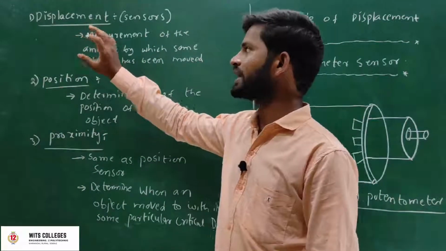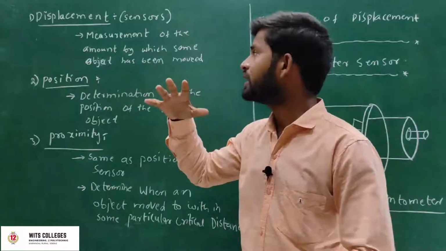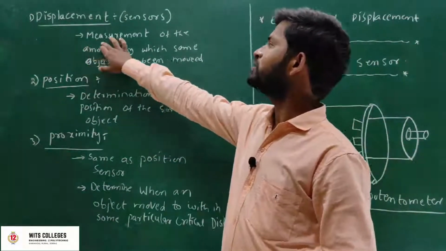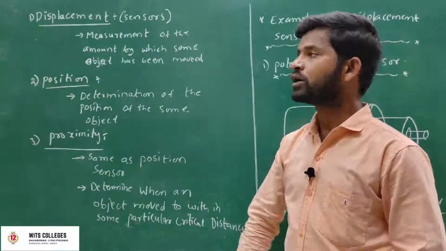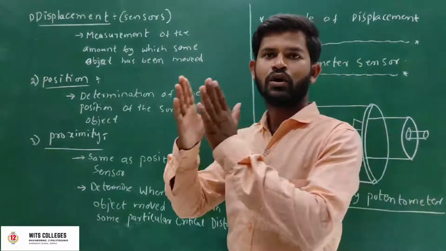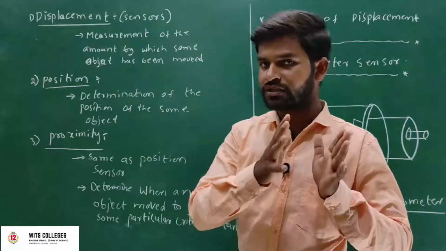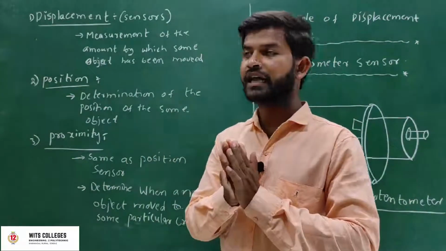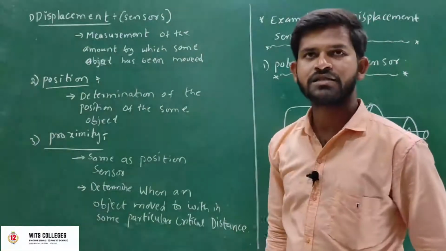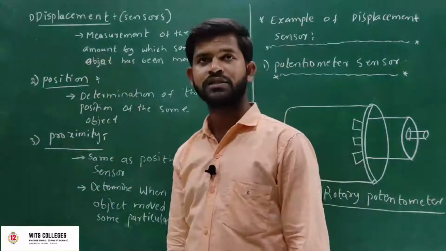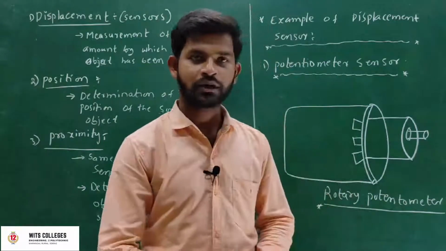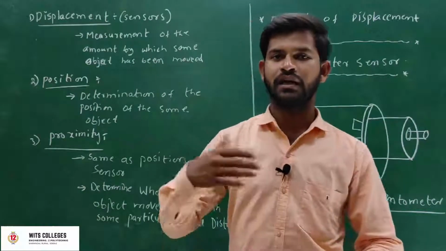This displacement sensor is placed on the moving object. Then we can measure the total displacement of the object. When the object moves from one place to another place, how much displacement has occurred can be measured by the displacement sensor. Different examples are there, which we will discuss later.